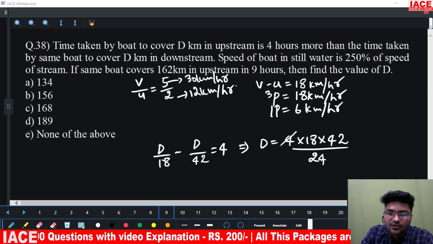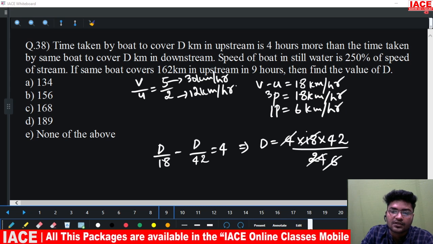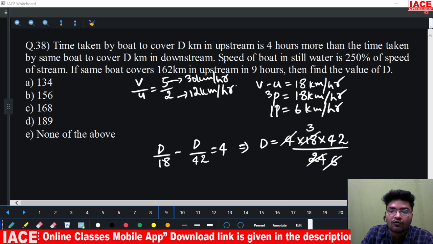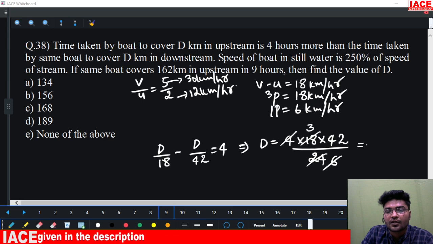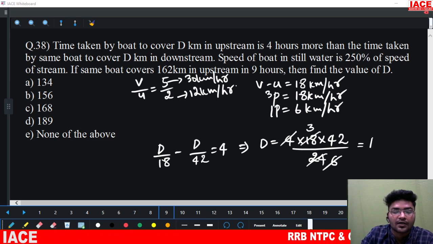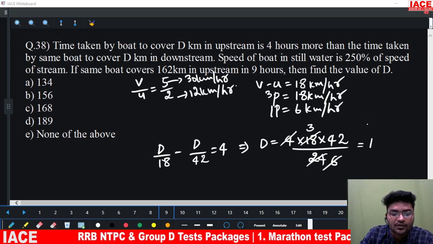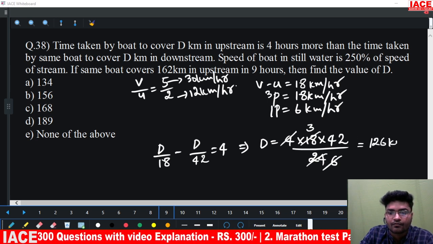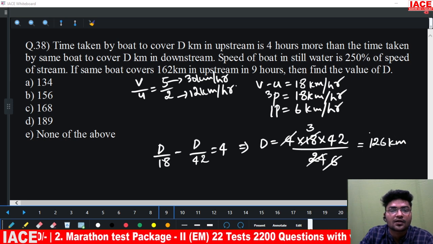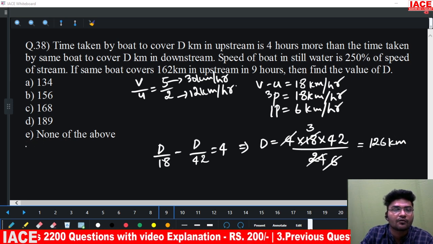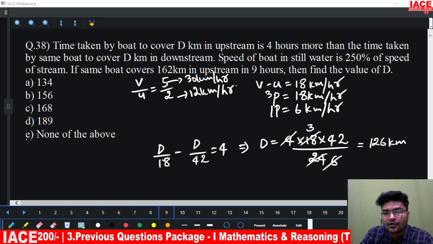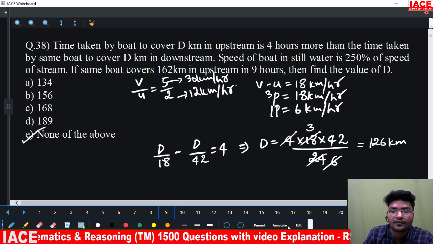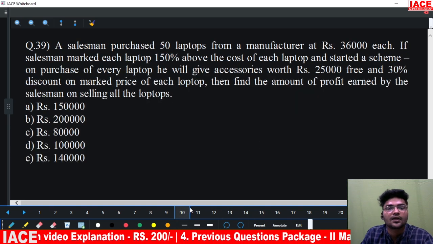So 4 sixes, 6 ones, 6 threes, 3 into 42. How much is this? This is 126 kilometers. So our correct option will be none of the above, option E.